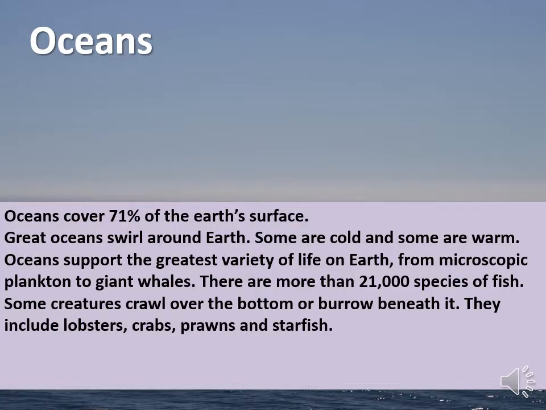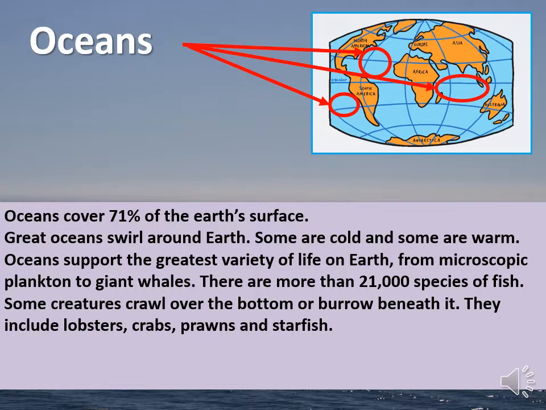The next region is oceans, the ocean habitat. Oceans cover 71% of the Earth's surface, and there are warm and cold oceans. There is the Pacific Ocean, the Atlantic Ocean, the Indian Ocean, the Arctic Ocean, and in these oceans there are 27,000 species of fishes. Some are very small and some are very large. One of the largest mammals in the world, the big blue whale, is found in the oceans. And some small microscopic plants called plankton are also found in the oceans.